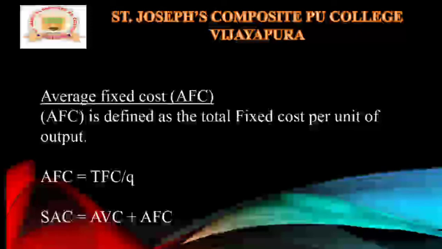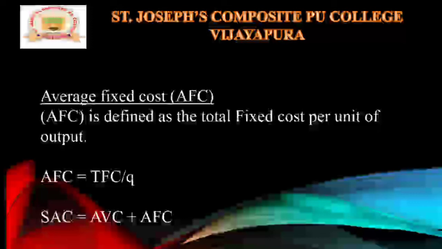And the next one, average fixed cost, or AFC. What is this average fixed cost? Average fixed cost is the total fixed cost per unit of output. Don't confuse: average variable cost means total variable cost per unit of output, and average fixed cost means total fixed cost per unit of output, or the per unit fixed cost of production of a commodity. That is called AFC.